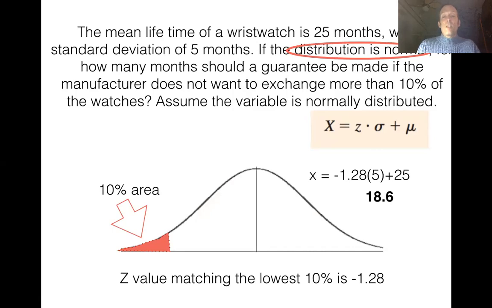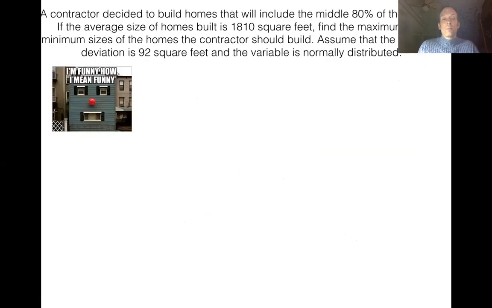Let's take a look at another practice exercise. Pause the video for a couple minutes and read through the question if you need to. Okay, so it looks like we have a contractor that's going to build homes. The average house in their market is 1,810 square feet, and the standard deviation is 92 square feet.